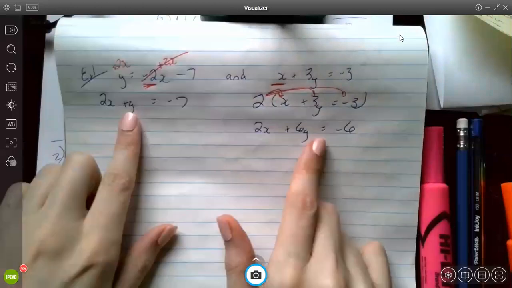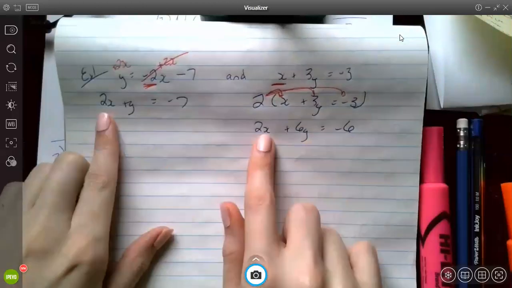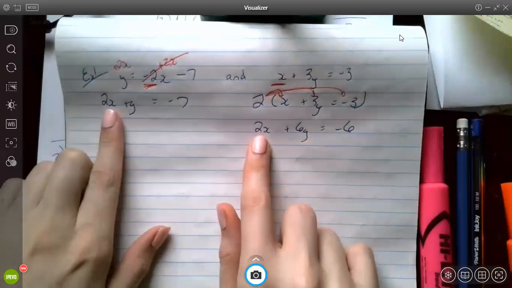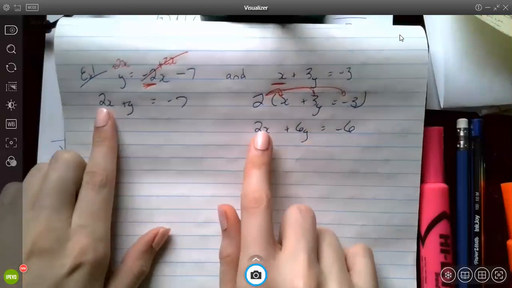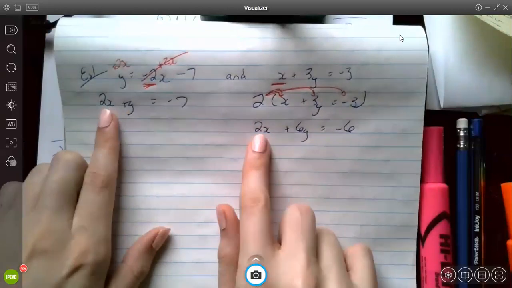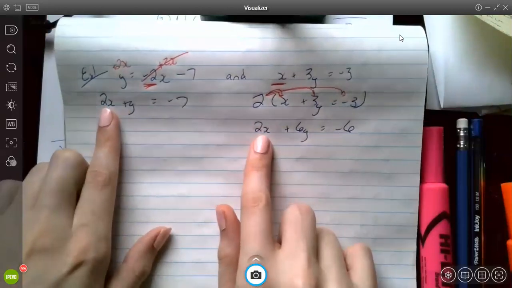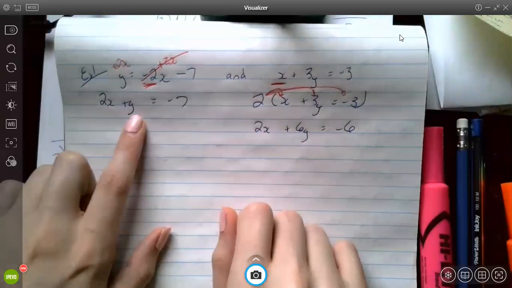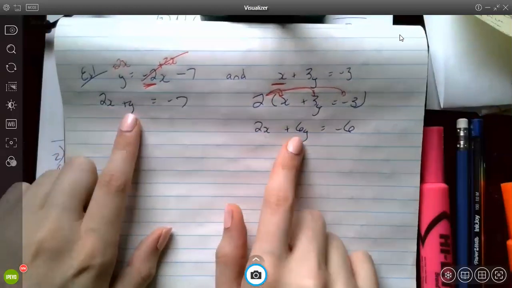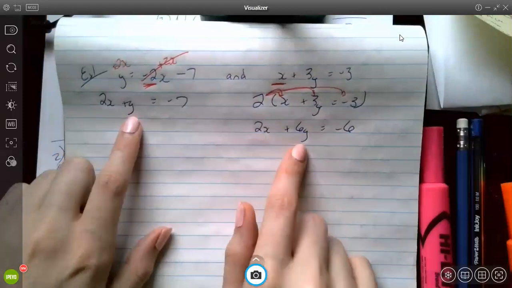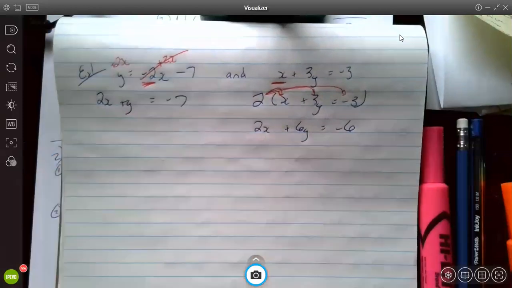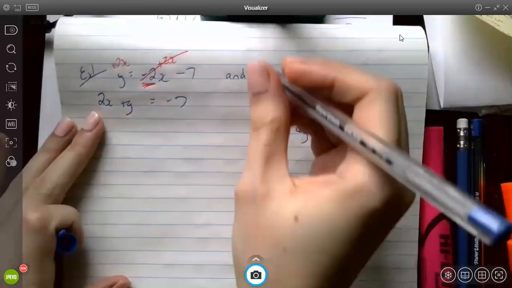Those are the first things we have to do to make sure our equations are set up properly. Again, we want one of our variables to be the same in both equations, and I've got a 2 in front of my x in both equations, so that's great. I could have also made the y's the same instead of the x's if you wanted to, so whichever you prefer.